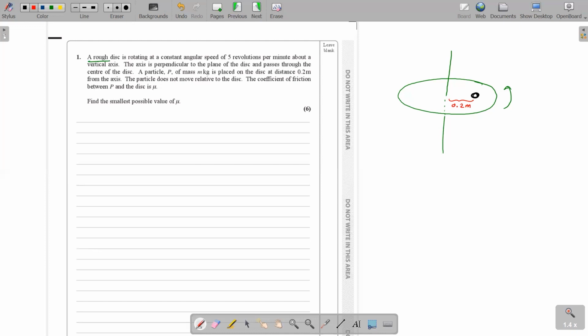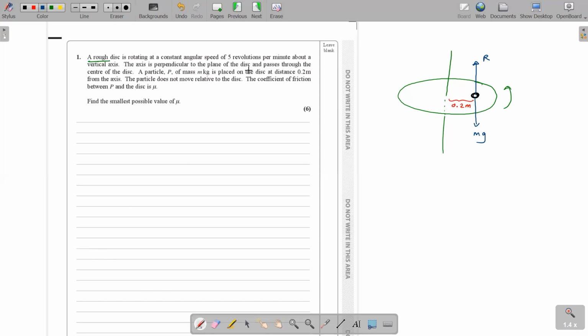Now, the thing is to find the smallest value of mu. Now think about the way that this is rotating. First, let's mark the forces. What are the forces we have here? There is a particle on the disk. The mass is m, so there is the weight mg. What else do you have? The particle is lying on the disk, so it's touching the disk, which means you have a normal reaction perpendicular to the surface. Is that correct? Then what else do we have? The normal reaction, the weight.